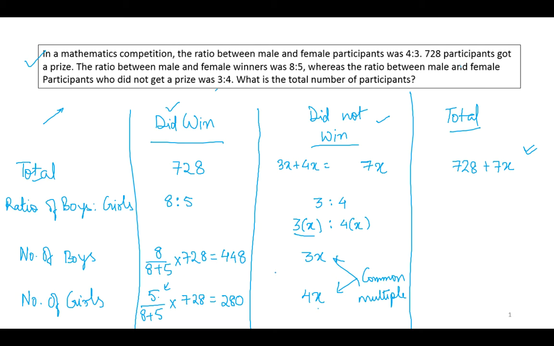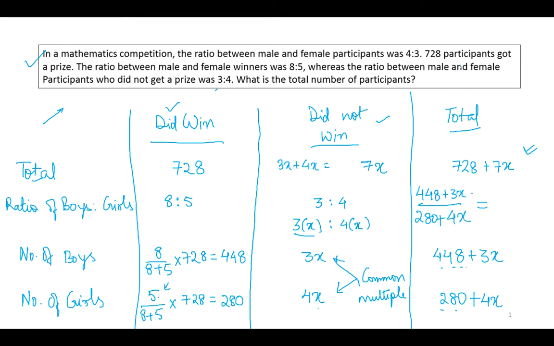Let's look at the number of boys. So we have 448 who won and 3x who did not win. So the total number of boys who participated was 448 plus 3x. Similarly, the total number of girls who participated was 280 plus 4x. So for the ratio of boys and girls, I basically have to divide this total number by this total number, and I get 448 plus 3x divided by 280 plus 4x.